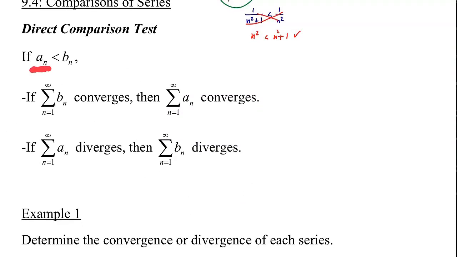If a sub n is less than b sub n, if the bigger one converges, so does the smaller one. If the smaller one diverges, so does the bigger one. It's not going to really matter what you call a sub n and b sub n. There is another stipulation that 0 is less than them. They both need to be positive, because if they go negative, it's not really going to make a difference anyways. But that's not super important.